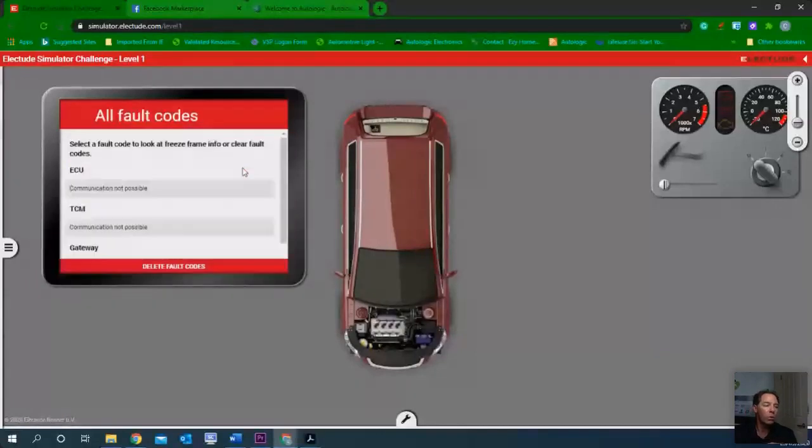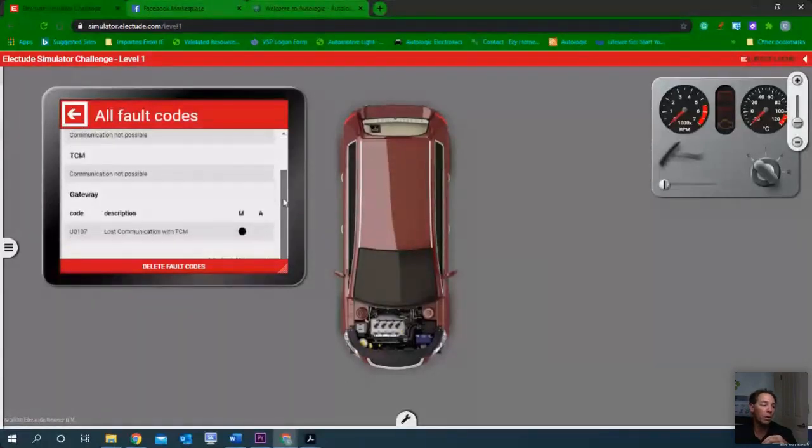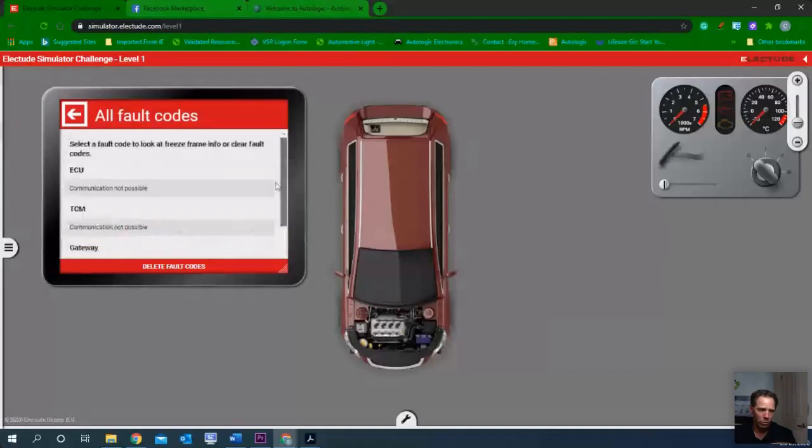Now we're going to have a look at all fault codes. Select a fault code and look at communication not possible. Oh, brilliant. One of the best ones out there. The gateway module has lost communication with the transmission control module. Yay, a communication fault. So from here, we could be going absolutely anywhere.